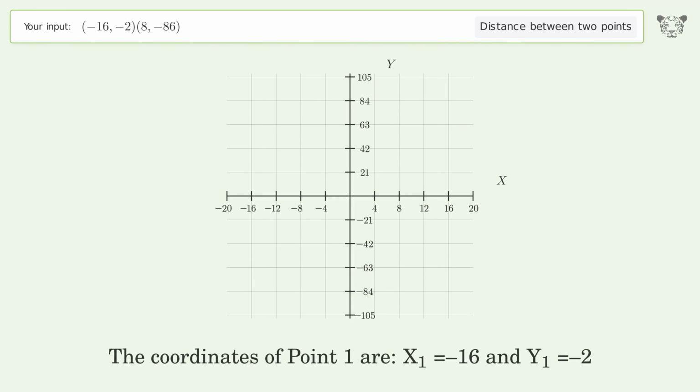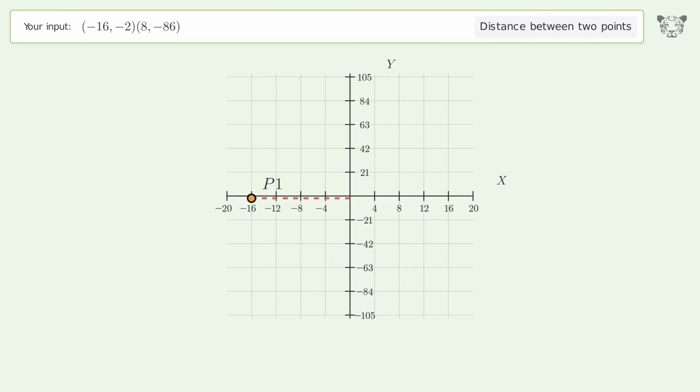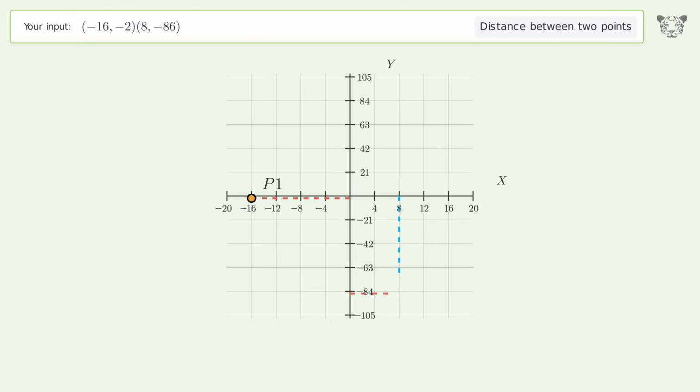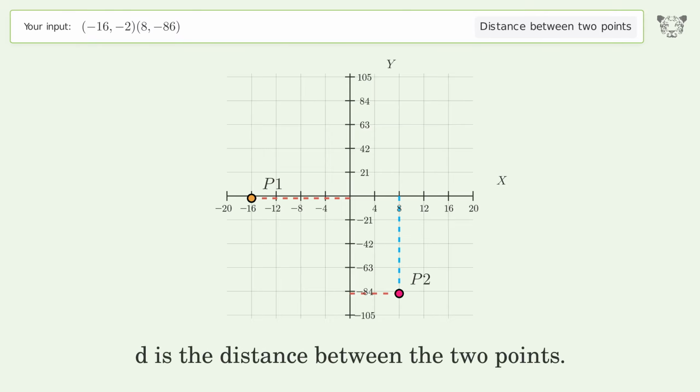The coordinates of point 1 are x1 equals -16 and y1 equals -2. The coordinates of point 2 are x2 equals 8 and y2 equals -86. D is the distance between the 2 points.